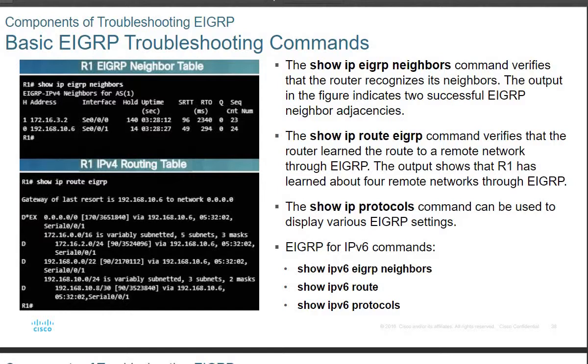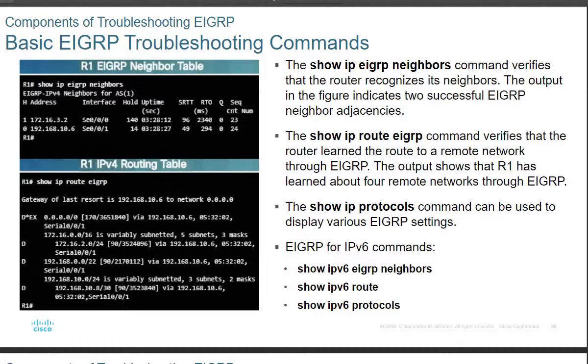Components of Troubleshooting EIGRP: Basic EIGRP Troubleshooting Commands. The show eigrp neighbors command verifies that the router recognizes its neighbors. The output in the figure indicates 2 successful EIGRP neighbor adjacencies. The show ip route eigrp command verifies that the router learned the route to a remote network through EIGRP. The output shows that R1 has learned about 4 remote networks through EIGRP.